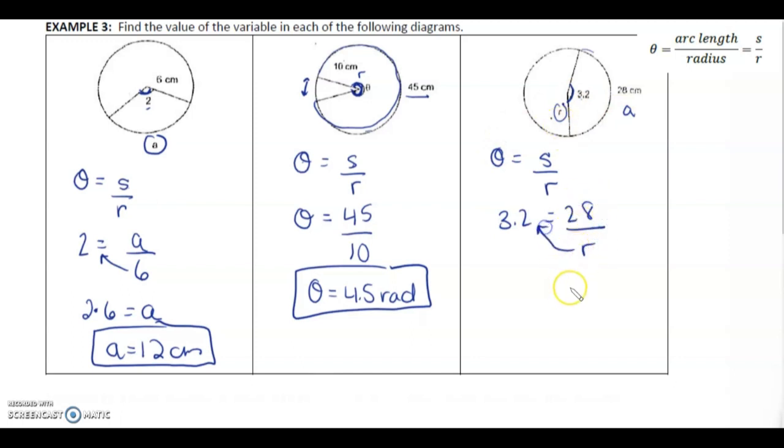We're going to bring the r up, and we're going to bring the 3.2 down. Okay, or this cross multiplication. We don't have to cross this one, but we can move the r up, 3.2 down. So we get 28 divided by 3.2, which is 8.75. Okay, that's the radius there.